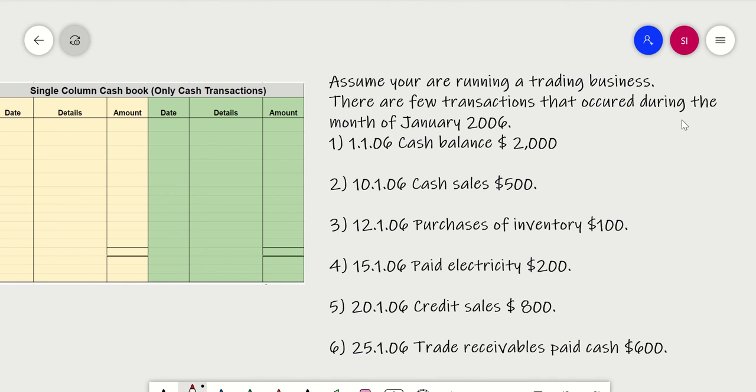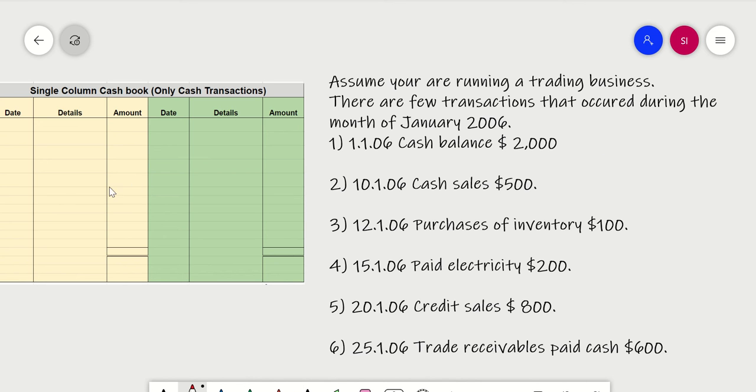Assume you are running a trading business. There are few transactions that occur during the month of January 2006. Now, on 1st of Jan 2006, cash balance 2000. Now here you can see that you have an opening balance of cash 2000. So basically what I wanted you to do is to identify whether it's a cash inflow or a cash outflow.